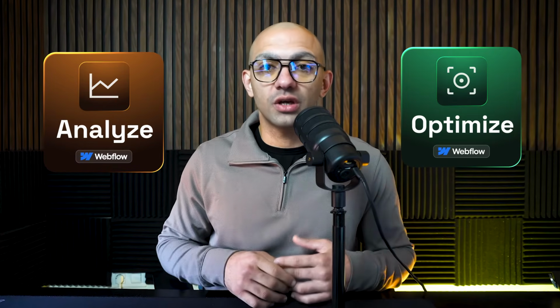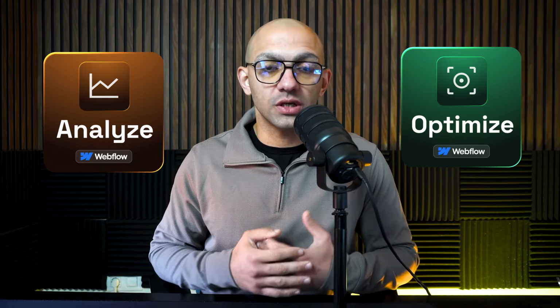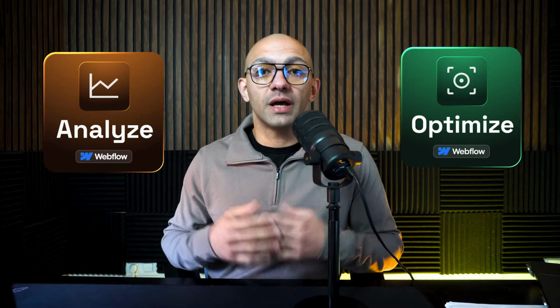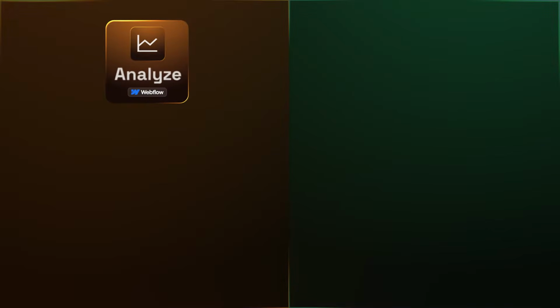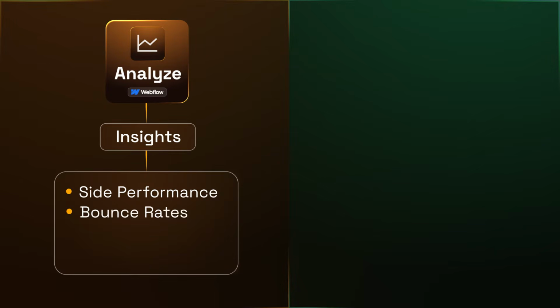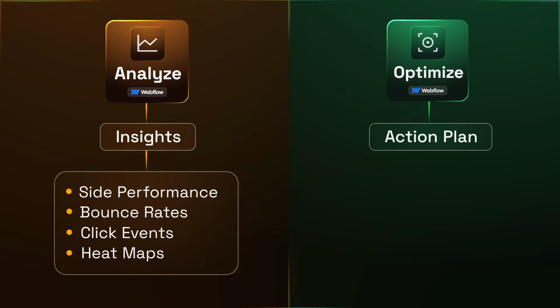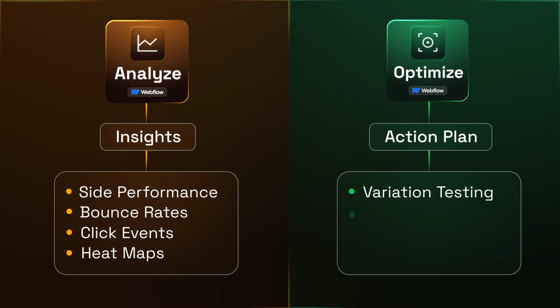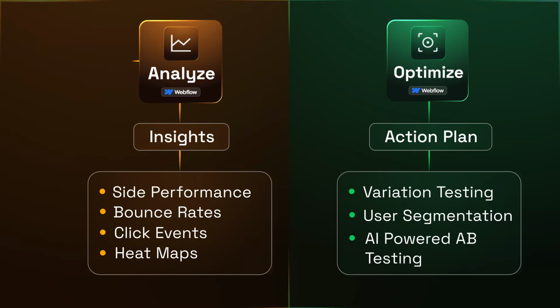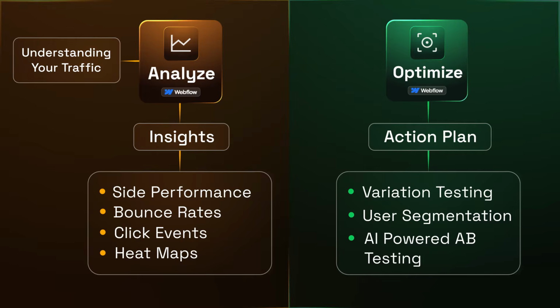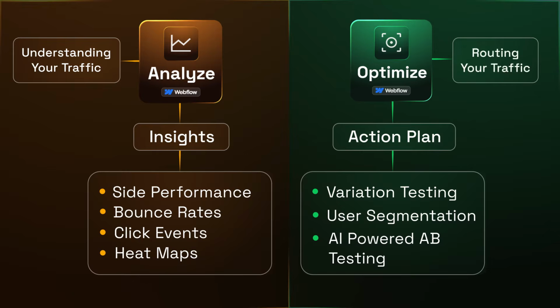Instead of stitching together a stack of third-party tools, these are native to the platform and built to be used right inside the designer. The main difference between these tools is, first, Analyze gives you insights like site performance, bounce rates, click events, and heat maps. Optimize gives you the action plan like variation testing, user segmentation, and AI-powered A/B testing. So in short, Analyze is for understanding your traffic and Optimize is for routing your traffic.